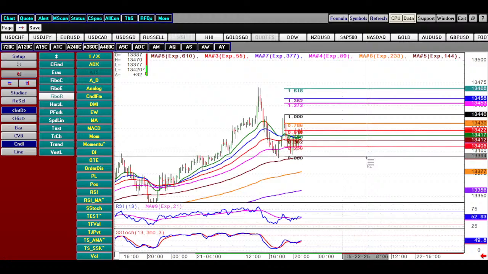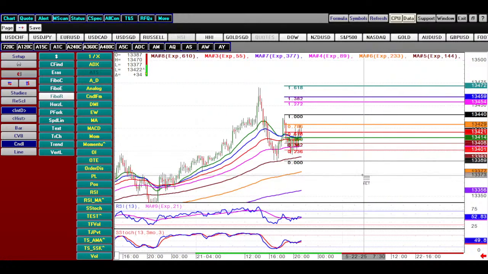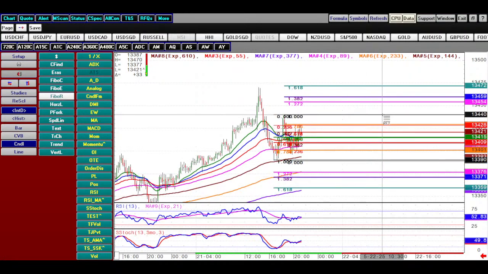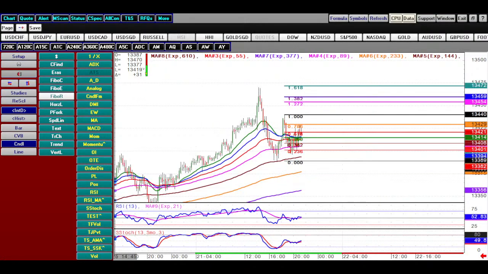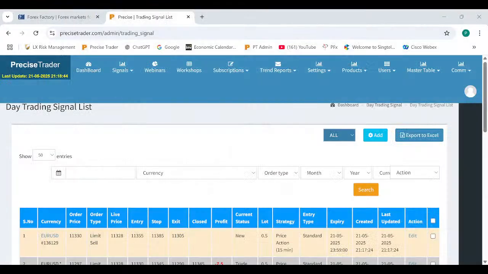34.40 and 34.60 with the stop at 34.80. Okay, TP will try to exit at 33.90 or extension of this level, which is 33.70, 75. Okay, we have two entries for pound.